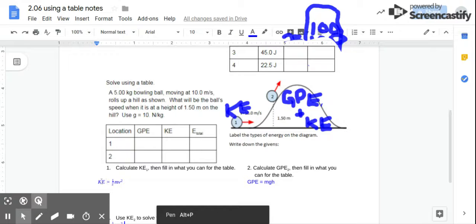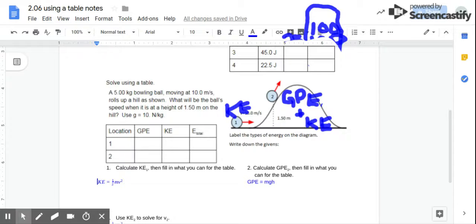So that's where they're going, my friends. Okay, so anyway, it says to calculate KE1, then fill in what you can for the tables. So for KE, what we're going to do is write down our givens. Our V1 is equal to 10.0 meters per second, and our mass is equal to 5.00 kg. So there's my givens for that one.